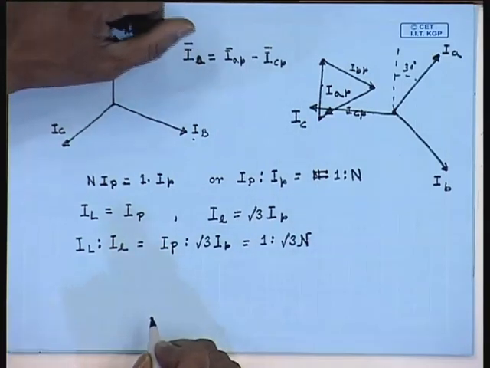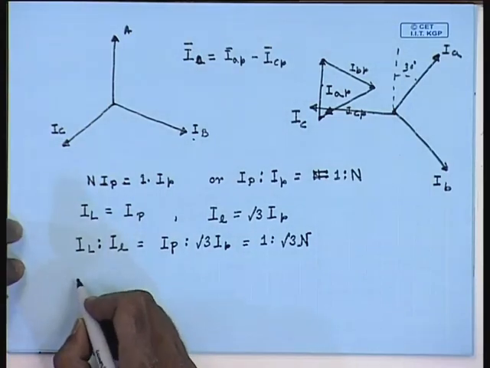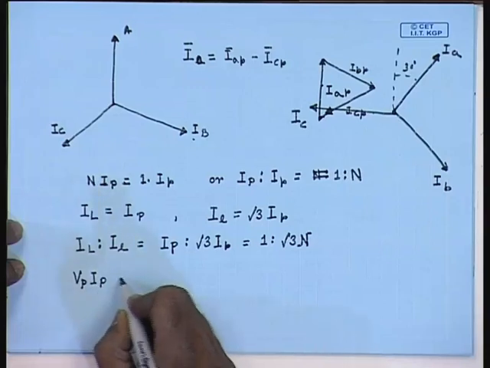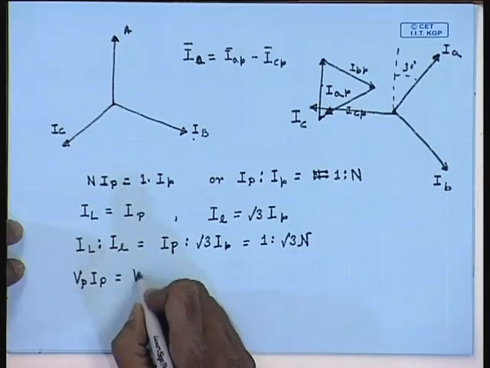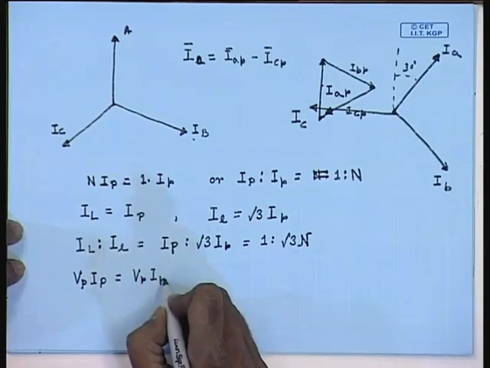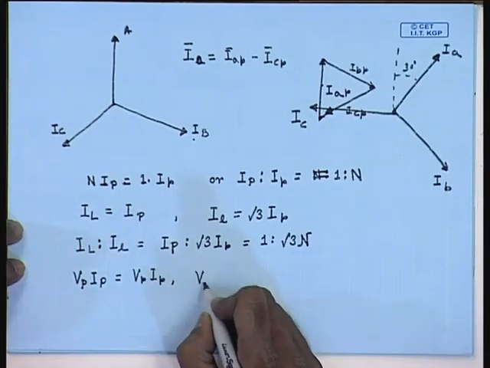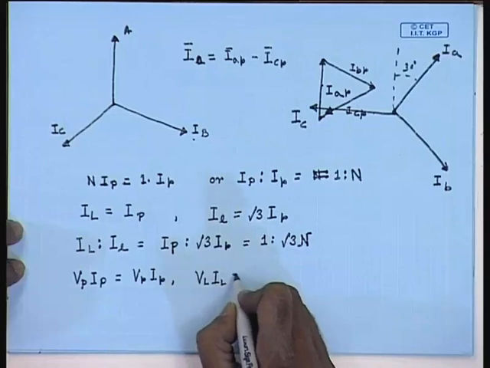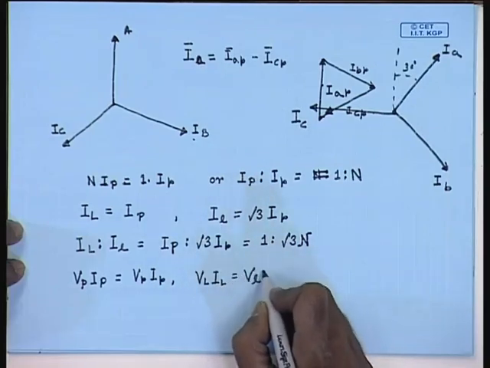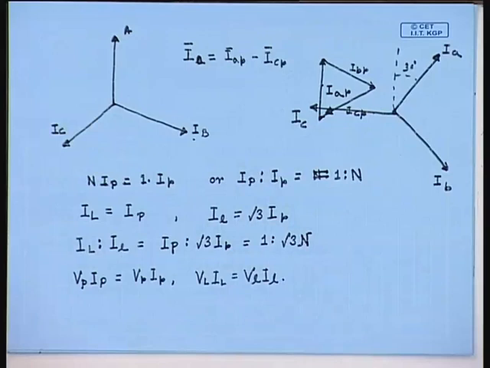Again, it should be noted V P I P equal to V small p I small p, as well as V L I L equal to V small l I small l. This relation holds irrespective of the transformer connection. This is because we have assumed the transformer to be ideal.